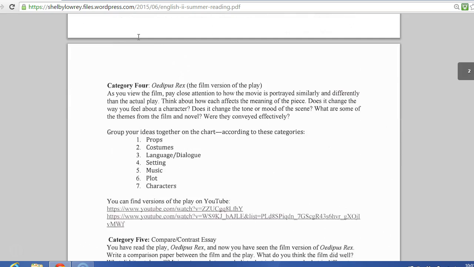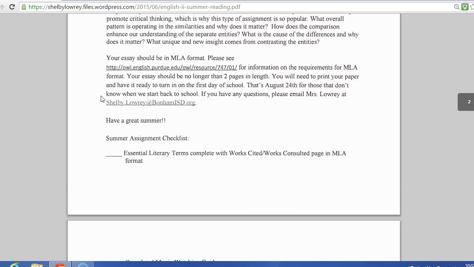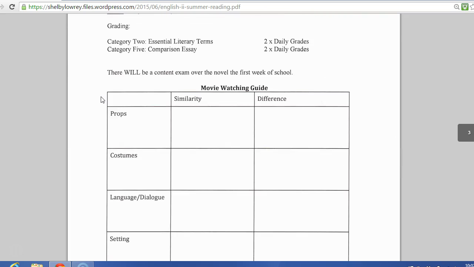Category 4, you're going to watch a film version of the play. Again, I've provided that for you on my blog, and I'll go back to that shortly. As you watch, I want you to look for differences and similarities from the actual written play, and how these differences and similarities affect the meaning of the piece. Jot down notes, and actually I have provided a chart for you to organize your notes.